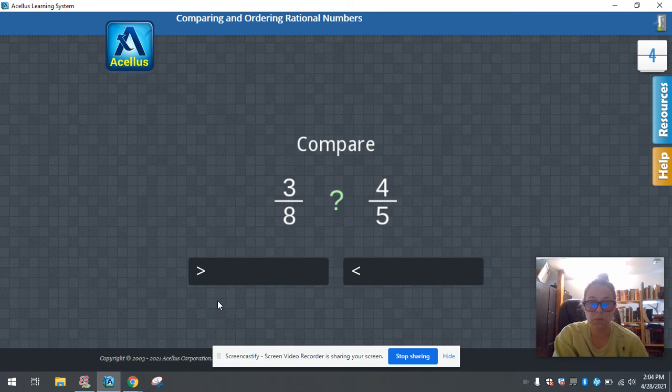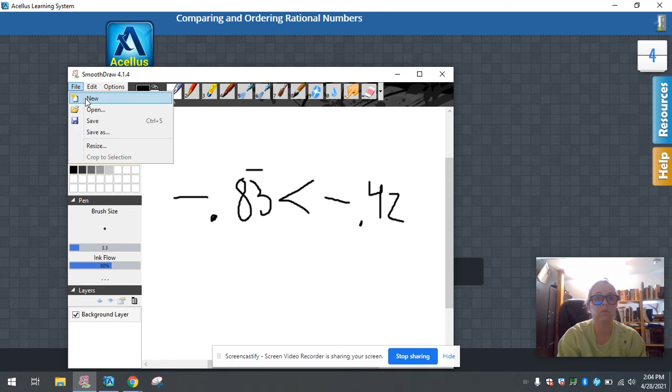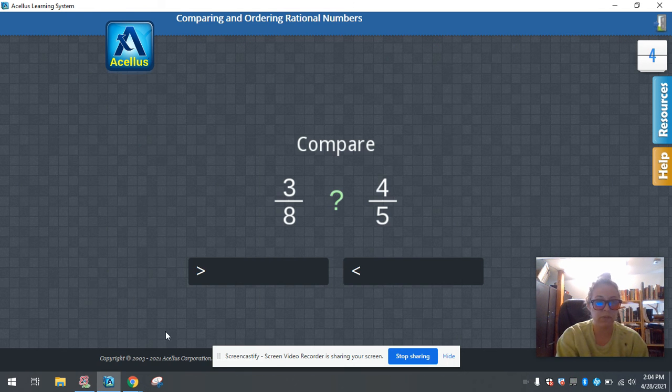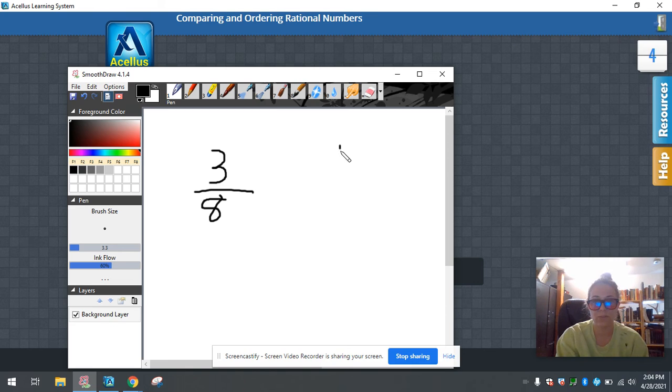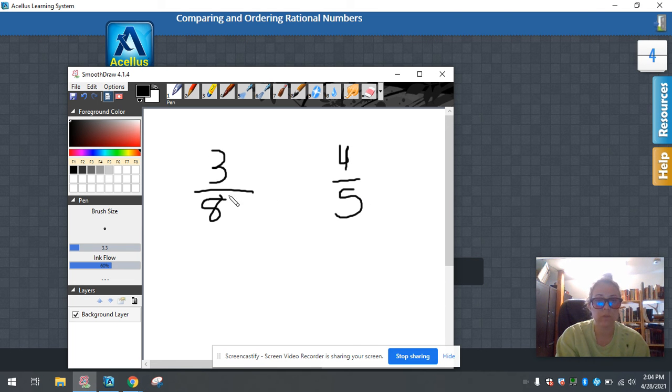Let's do one of these where we're not converting them into decimals. So we have 3/8 and 4/5. If we don't want to convert them into decimals, we're going to find a common denominator and cross multiply. You guys should be very familiar with this idea of cross multiplication at this point. So to find a common denominator, all we got to do is multiply the denominators together. 8 times 5 is 40.